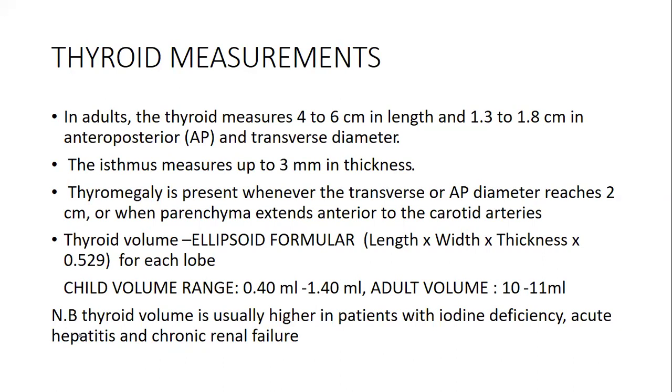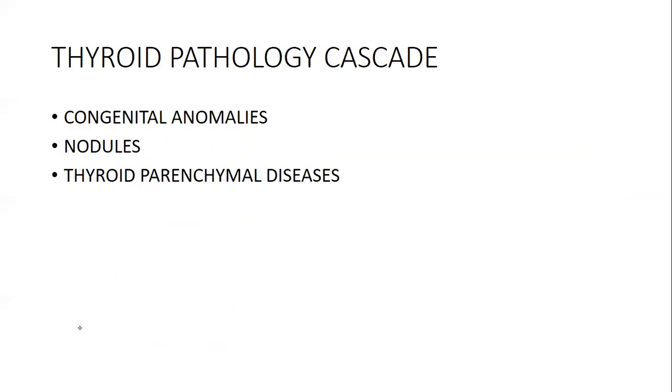Take note that the thyroid volume is usually higher in patients with iodine deficiency, acute hepatitis, and chronic renal failure. We expect a raised volume for the thyroid due to the increase in metabolism or demands in these conditions.